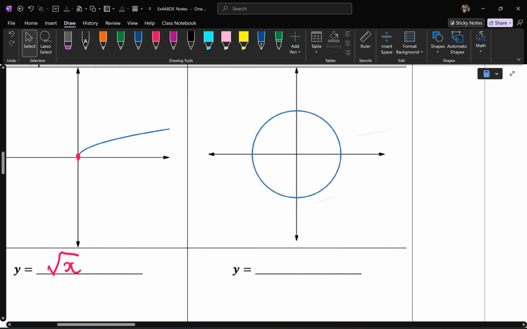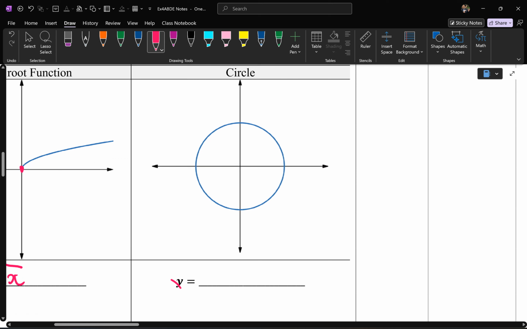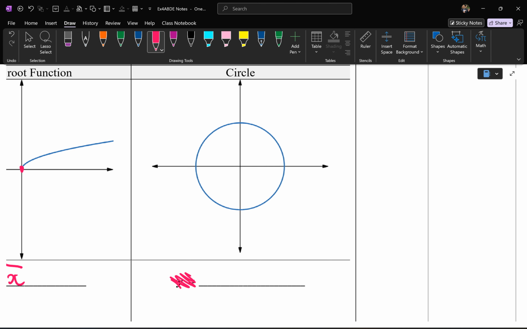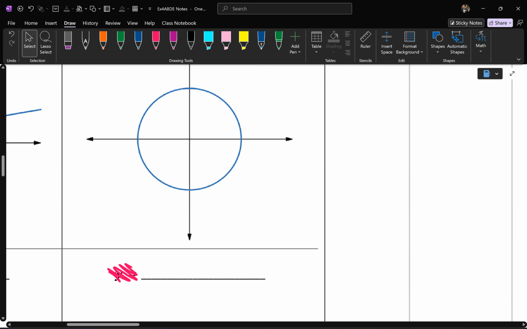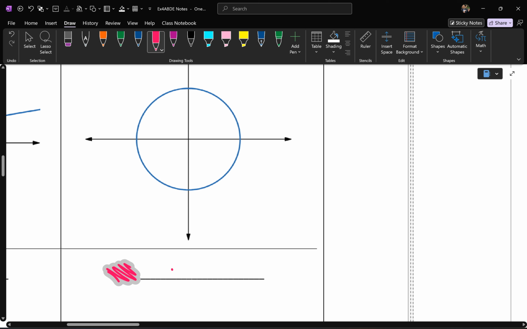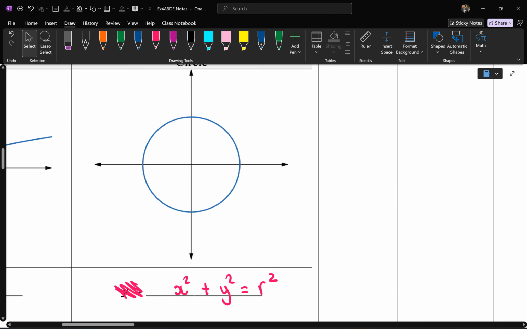Circles. Can you write the equation for a circle? Cross this one off. Forget about the y. I forgot that you don't start off with y because technically this is not a function. It is a relation. Functions usually start with y equals. So this one, the equation is x squared plus y squared is equal to r squared. Write that in. That is the equation for a circle.